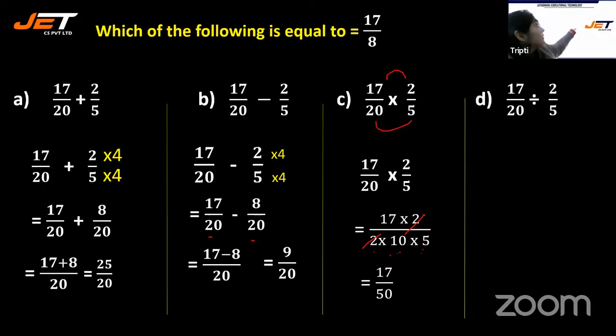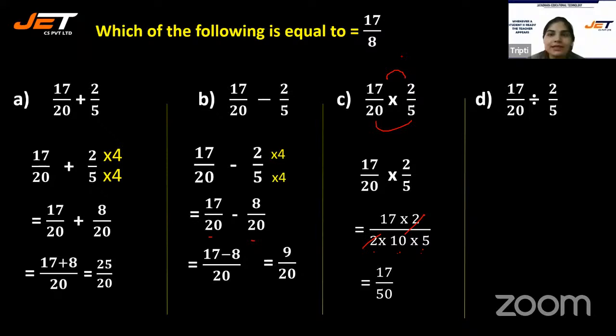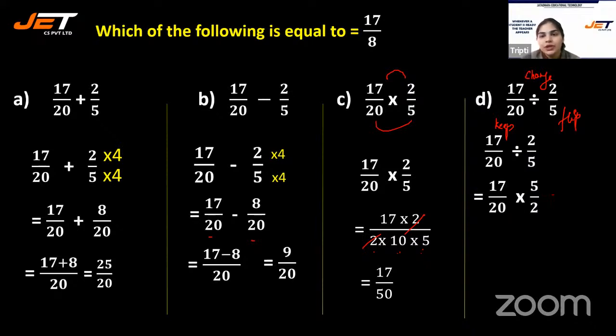All right. Okay. Now for division, what do we do for division? It's simple. We just need to divide the numbers. And how do we divide the numbers? Keeping the first fraction as it is, like 17 by 20. Keep. The division sign will change into the sign of multiplication. And 2 by 5, we will flip it. Flip as in, we will take the reciprocal. So keeping, changing, and flipping.